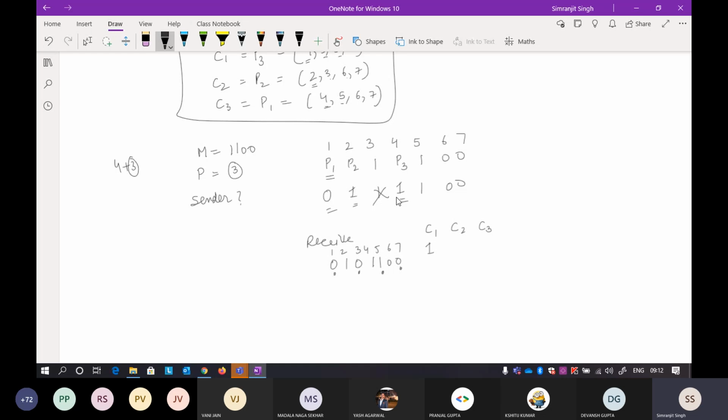Okay, and then there is another 2 3 6 7. So it is again odd parity, so I'll add 1 here. And what is C3? 4 5 6 7.